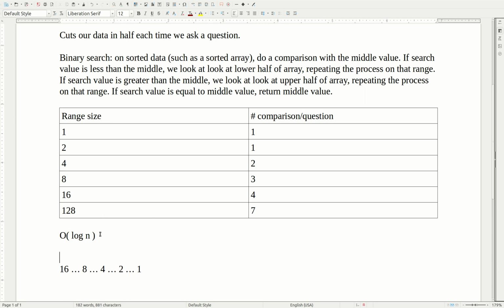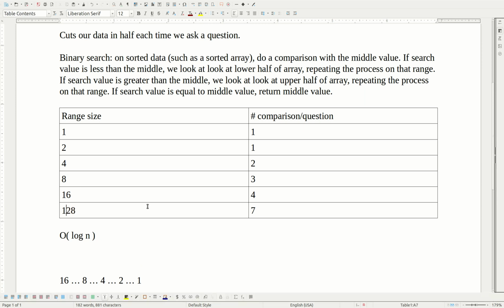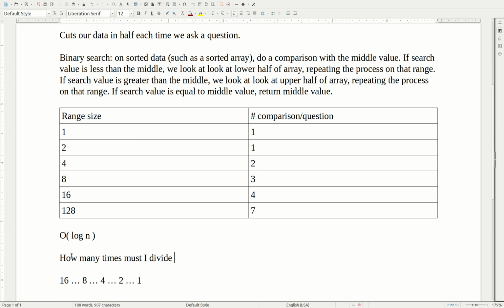what we're really asking is, what power of 2 gives us a range of this size? 2 to the first gives us a range of size 2. 2 squared gives us a range of size 4. 2 to the third gives us 8. 2 to the 7th gives us 128, because you can sort of do this backwards. We have narrowed down the range by dividing by 2, dividing by 2, dividing by 2. So I'm asking, how many times must I divide n by 2 to get it down to 1? Right? That's essentially what we're doing here.